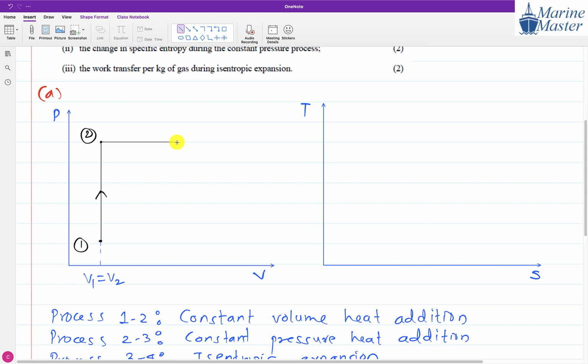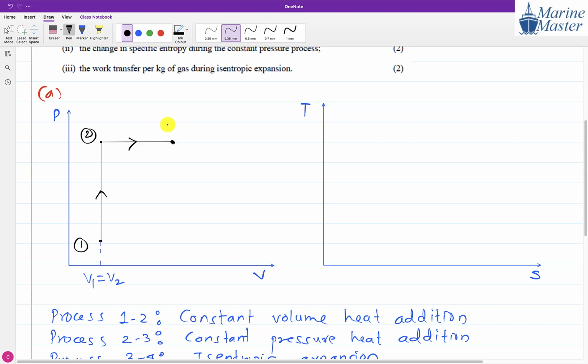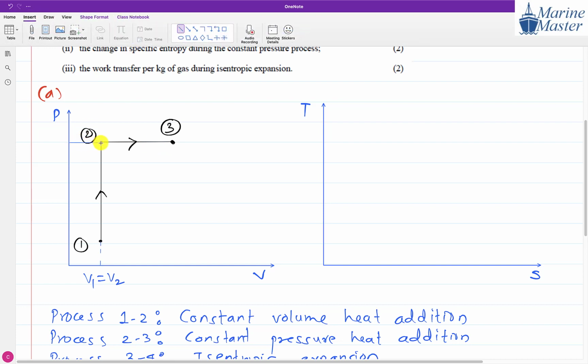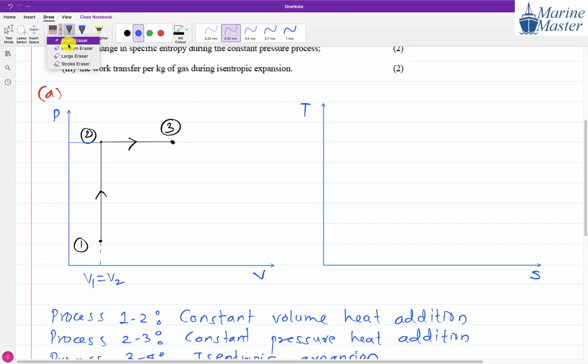Then further is constant pressure heating. Constant pressure heating means we go from 2 to 3. Pressure is constant and volume is going to increase, as we have seen in our theory of constant pressure. If we extend the dotted line from here, we come to know that P2 is equal to P3.